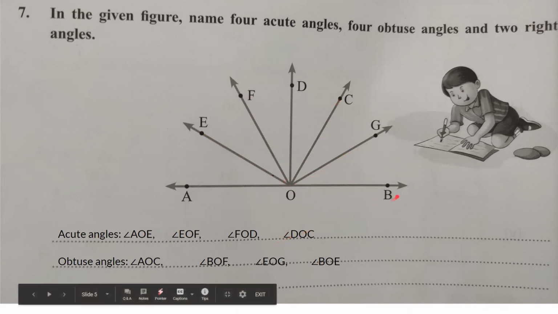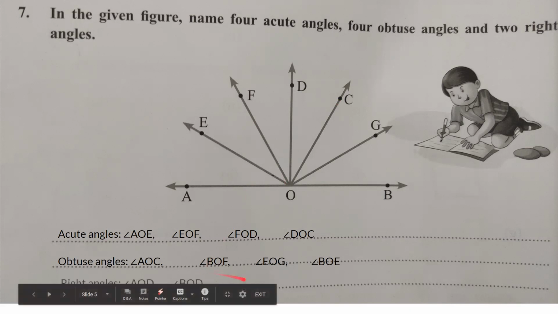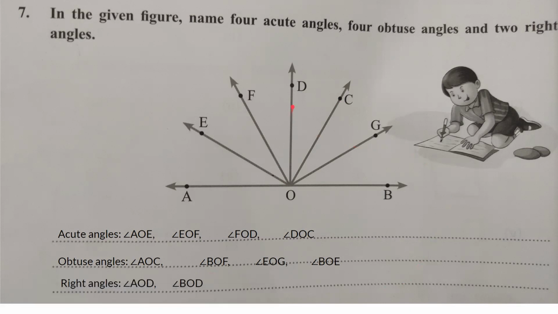Another angle, BOE, is also an obtuse angle. Again many angles are there, we have written only 4. Next we have to write 2 right angles. So we can find 2 right angles.